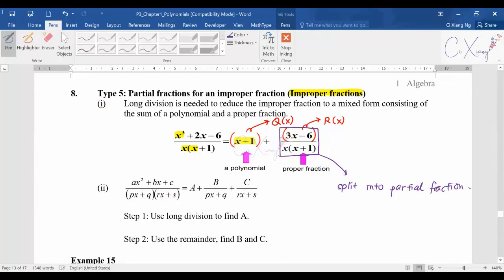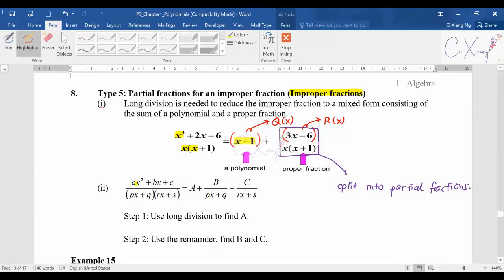Generally, this is the idea that we have. For improper fraction, you need to apply the long division first. With the long division, you will get a quotient and a remainder. The quotient you put here, and the remainder you put as the function. Then after that, only then do you use this part to split it into partial fractions. So this is a very general example.